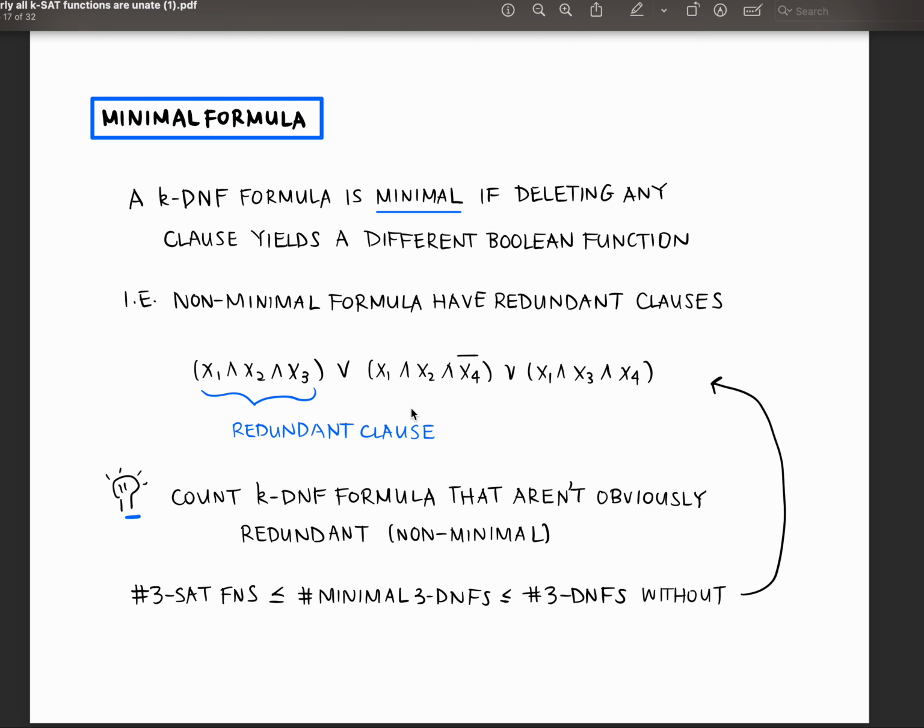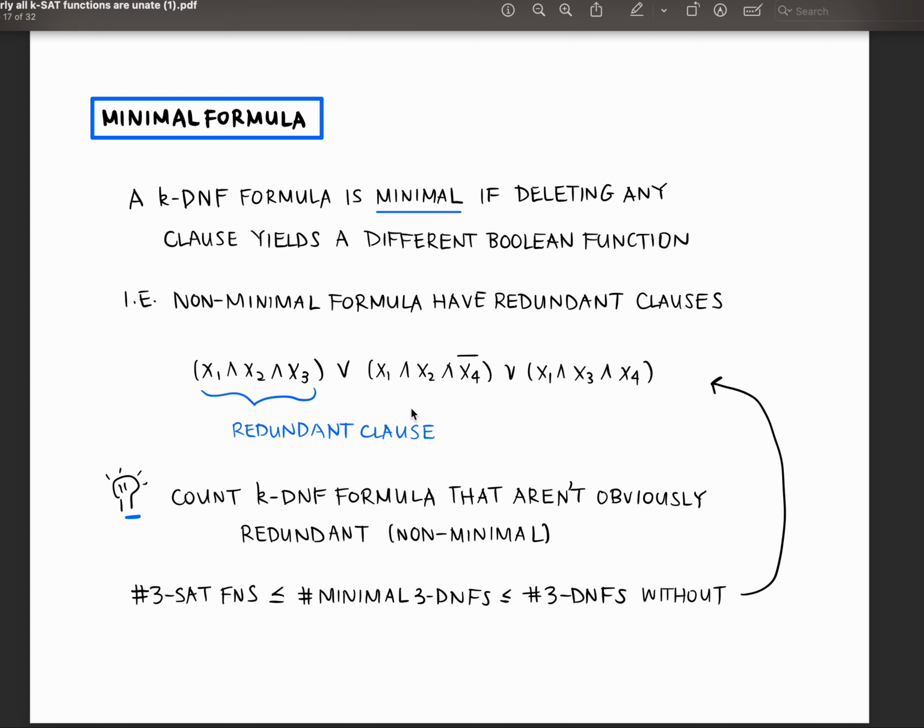So a different way to think about this is that non-minimal formula have some redundant clauses. So they have some clause such that if I satisfy that clause, I must also satisfy some other clause in this formula. You can see in this example, the first clause is redundant because if I assign this first clause to be true, I have to make x1, x2, and x3 all true, and then whether or not x4 is true or false, one of the latter two clauses will also be true.